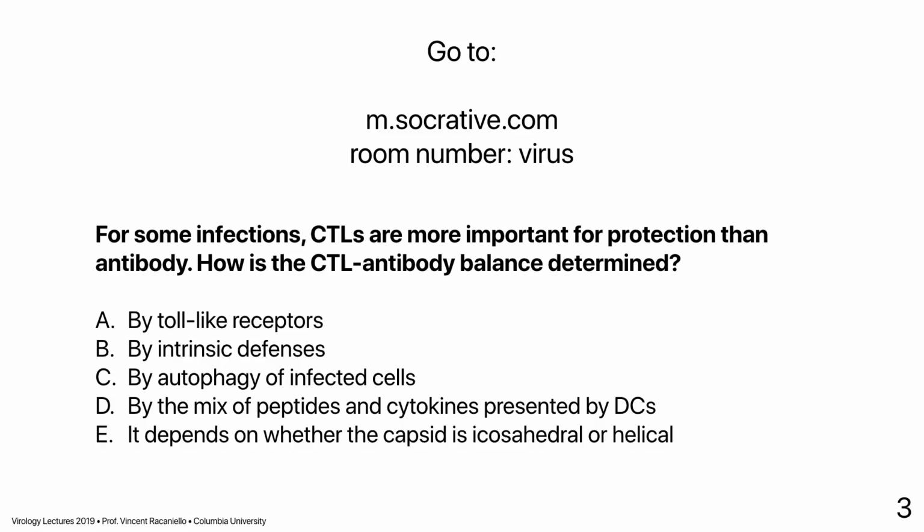Our last question for today. For some infections, CTLs are more important for protection than antibody. How is the CTL antibody balance determined? By toll-like receptors, by intrinsic defenses, by autophagy of infected cells, by the mix of peptides and cytokines presented by DCs, or it depends on whether the capsid is icosahedral or helical. Most of you got the right answer: by the mix of peptides and cytokines presented by DCs.